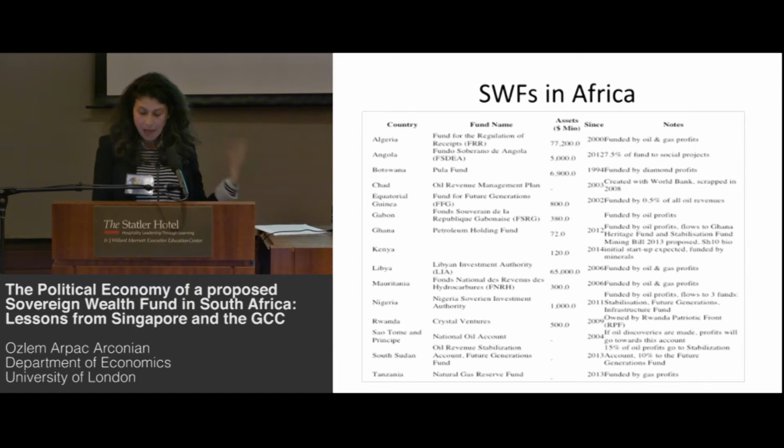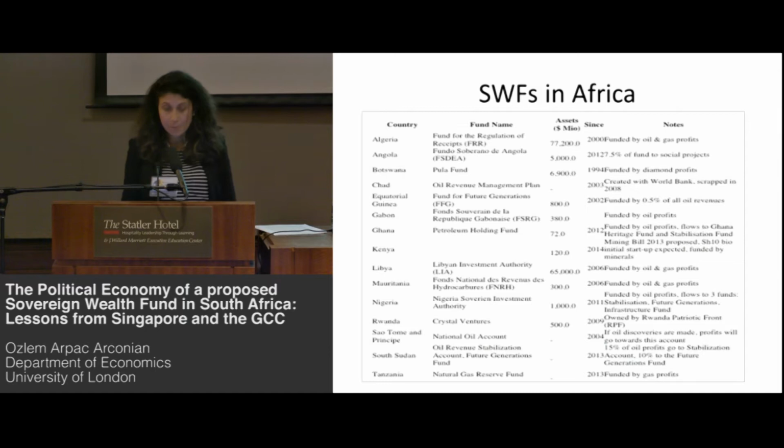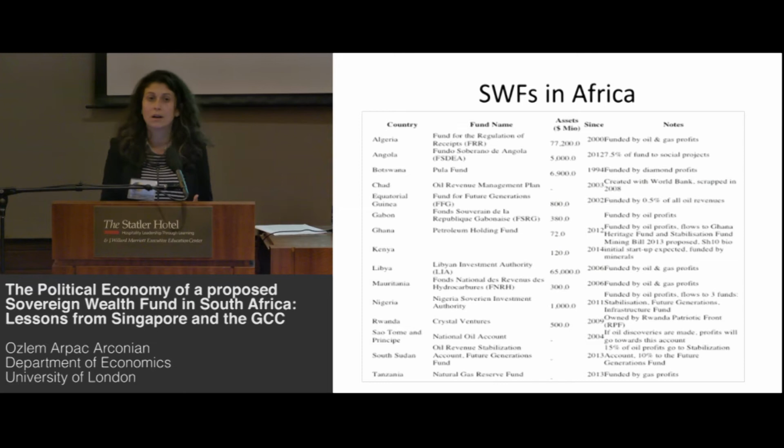And then we have funds like Angola, Ghana, and Nigeria that have established sovereign wealth funds. And other players such as Tanzania, Kenya, Sierra Leone, Zambia, Uganda are talking about establishing sovereign wealth funds on the back of resource discoveries. South Africa is not on this list, but I'm going to talk about this corporation, PIC, Public Investment Corporation of South Africa, which could be termed a quasi or de facto sovereign wealth fund, and we'll discuss their operations in a minute.